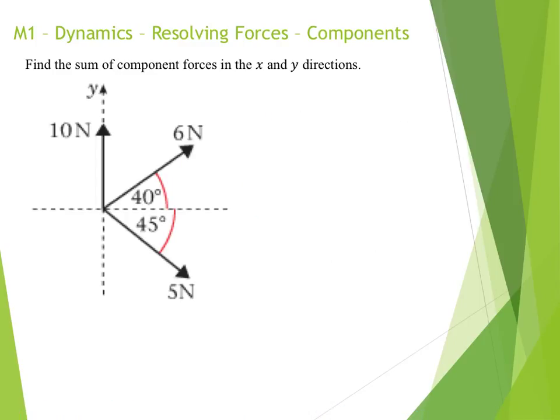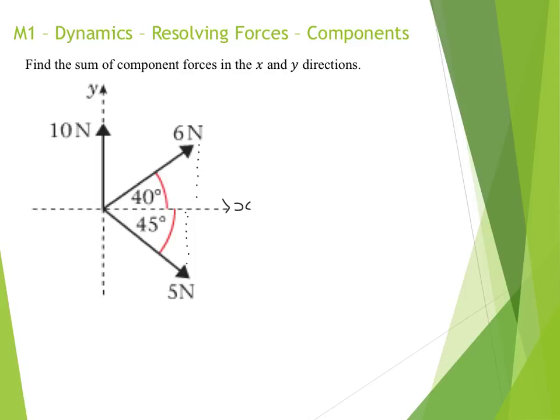Here's a more complex example. We've now got three forces to deal with, and we're looking to find the sum of the components in the x and y directions. So we're going to resolve in the x and y directions eventually. So we'll create quite a few right angled triangles, and we'll start off in the same way by highlighting which components are going in which directions.